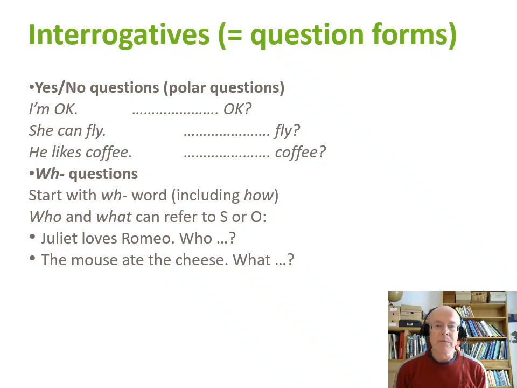And then you get WH questions, starting with a WH word, as we call them, but that also includes how. Note a little problem for learners with who and what, because who and what can refer to the subject or the object. So "Juliet loves Romeo." "Who does Juliet love?" Or "who loves Romeo?" Two possible questions. "The mouse ate the cheese." "What ate the cheese?" Or "what did the mouse eat?"